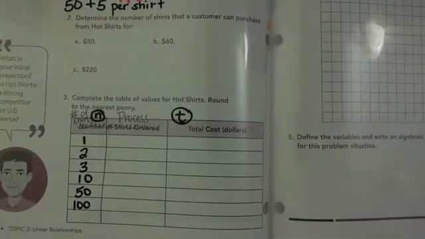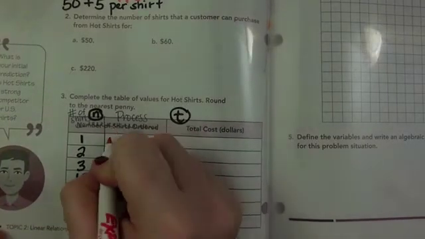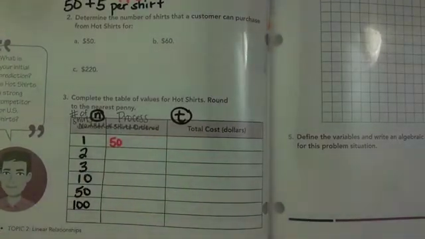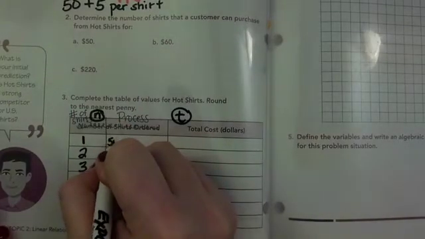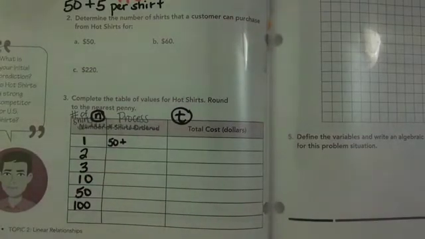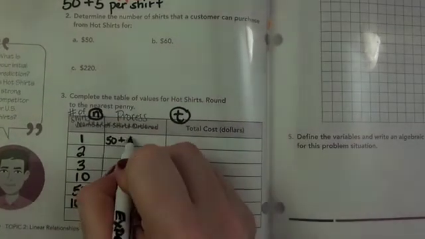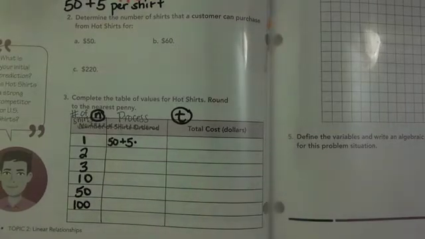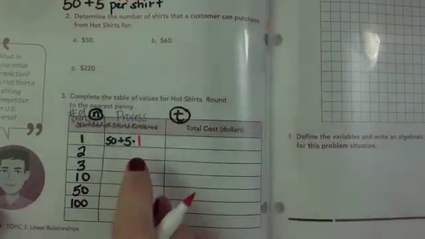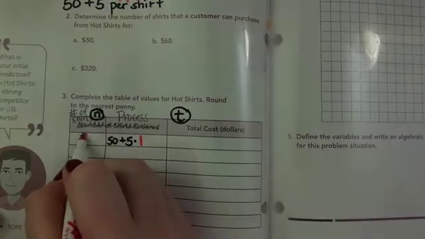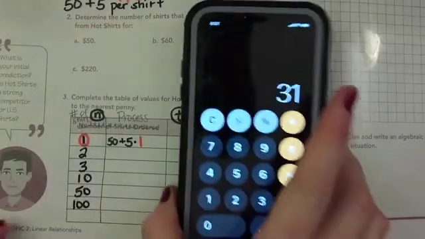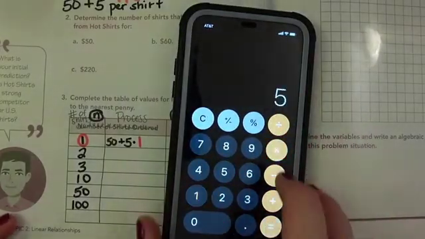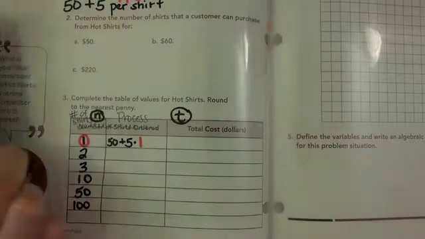So let's go ahead and start writing this problem out. So we're going to do 50. Oops, I'm going to use black. And I'm going to actually run out of room, but that's okay. I'll write really small. So it's 50 plus, it's $5 per shirt, so 5 times 1, because it's one shirt. And notice that came from this right here. So one shirt. So get your calculator. Remember, you have to multiply first. So you have to do 5 times 1 is 5, plus 50 is 55.